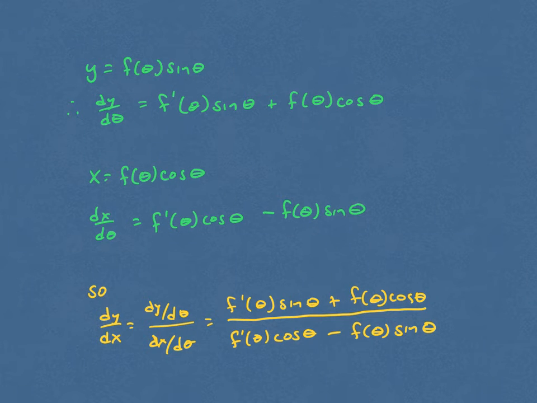Remembering now that in this case we have y equals f of theta times sine of theta, I know dy/d theta is going to be, using the product rule, f prime of theta sine theta plus f of theta cosine theta. And x is f of theta cosine theta, so dx/d theta will be f prime of theta cosine theta minus f of theta sine theta. Therefore, dy/dx is going to be f prime of theta sine of theta plus f of theta cosine theta, all over f prime of theta cosine theta minus f of theta sine theta.